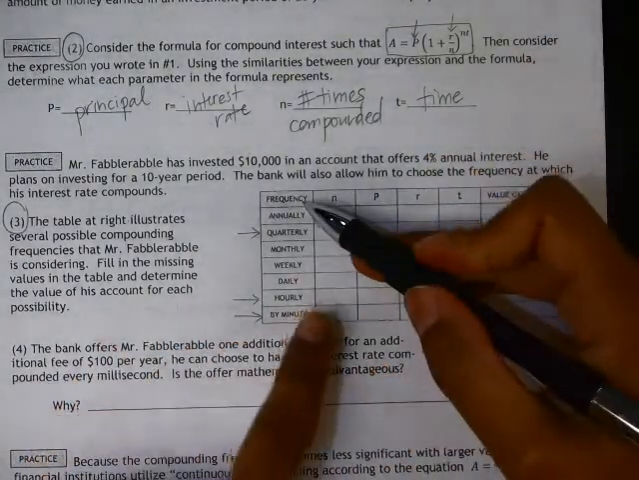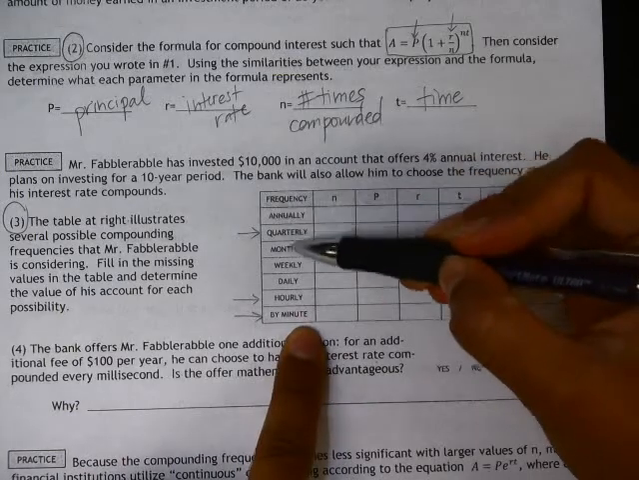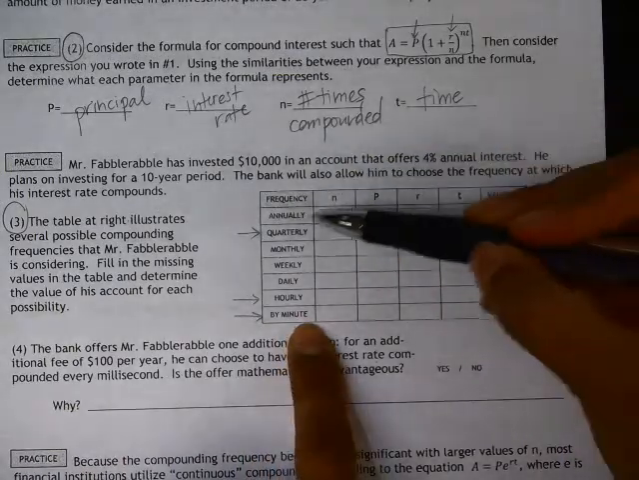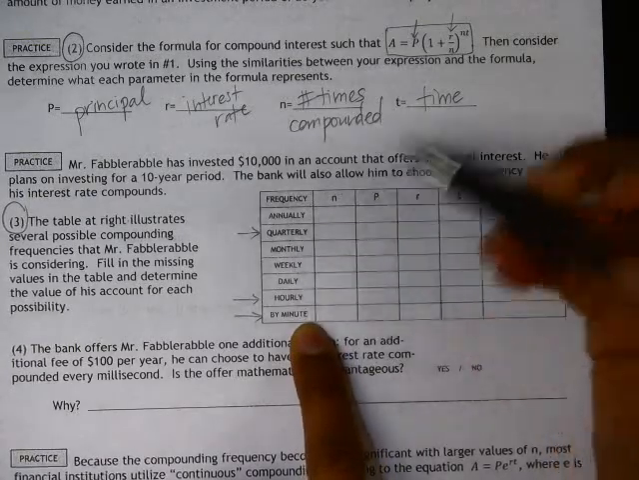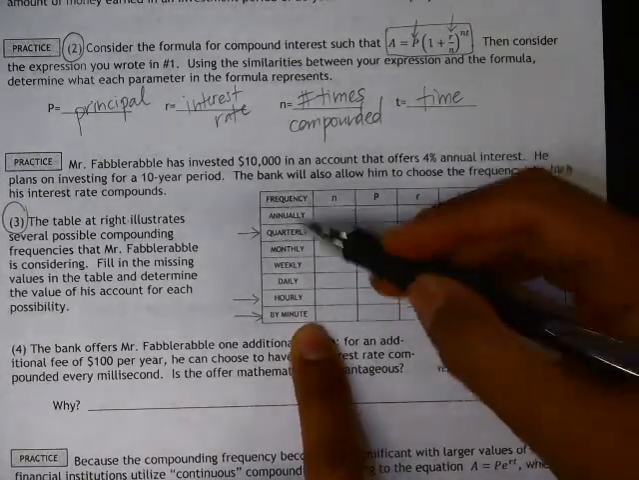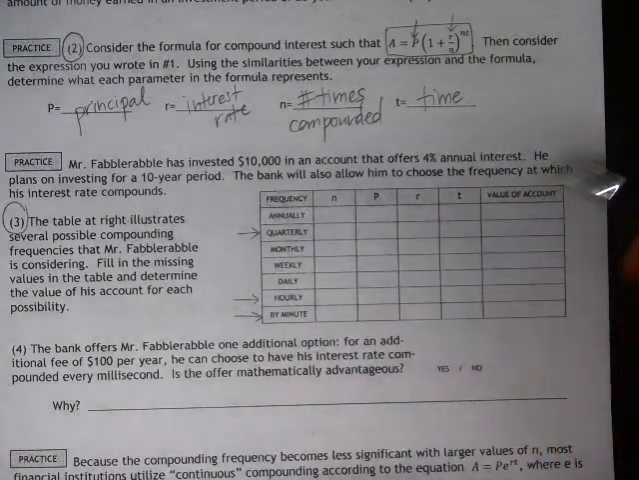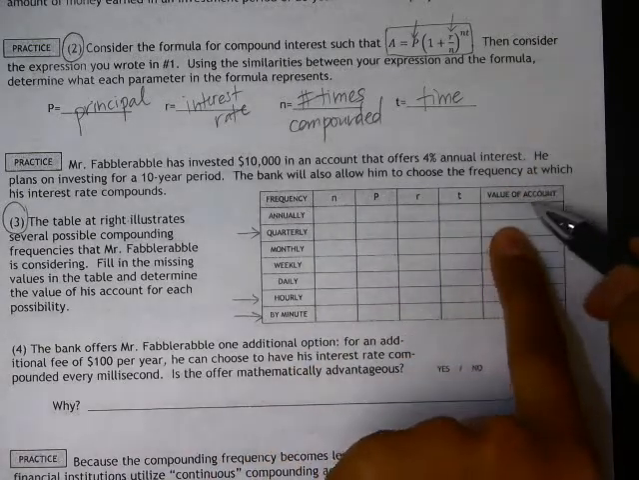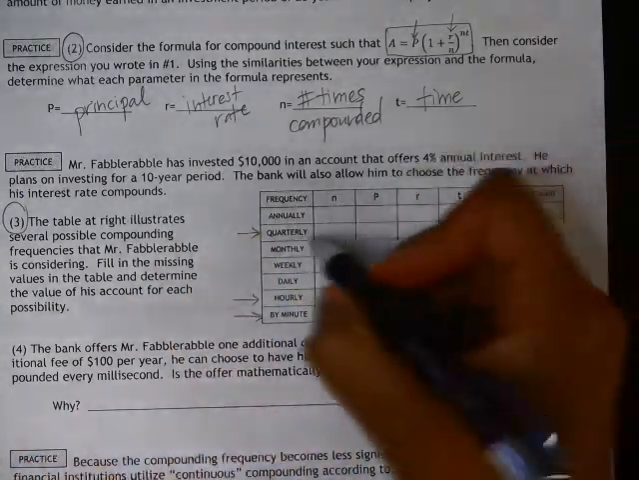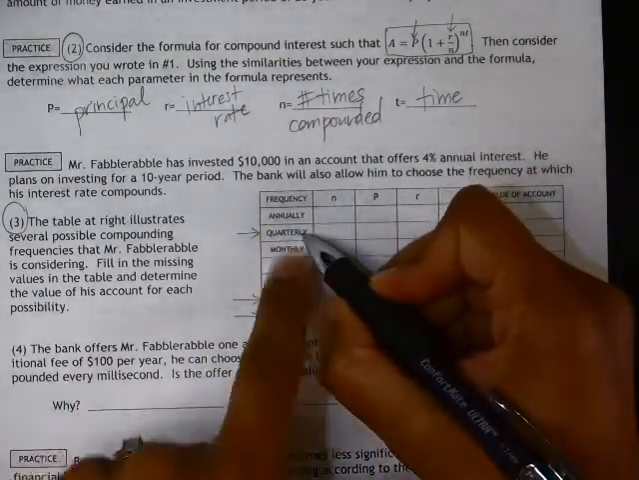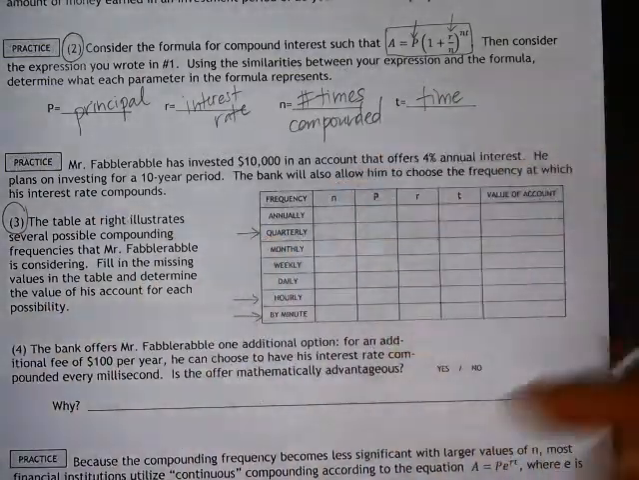So in number 3, we're looking at a table where the frequency is changing. The frequency that the interest is compounded goes from quarterly to monthly to weekly and so on. So we're going to look at a couple of these as examples to see what happens to the final value of the account as we increase the frequency that we're compounding in. So let's start with quarterly. Quarterly means 4 times a year.